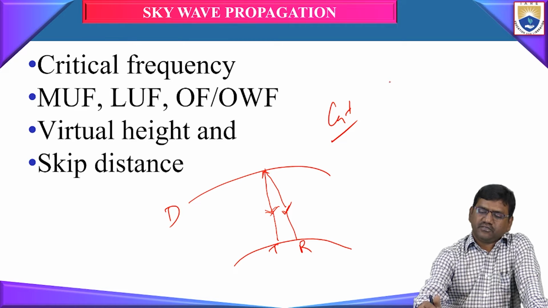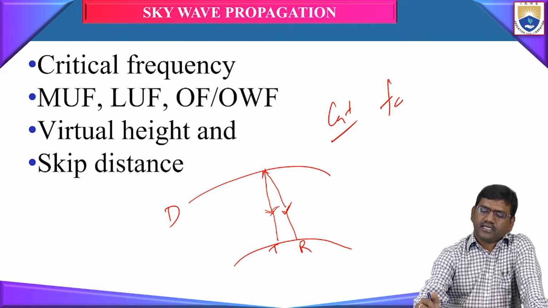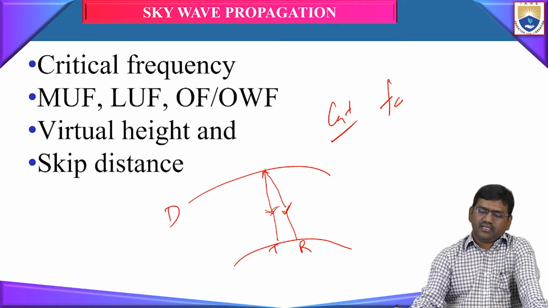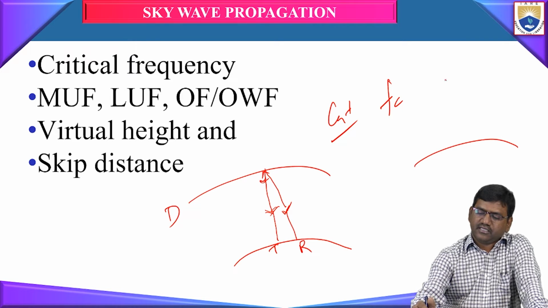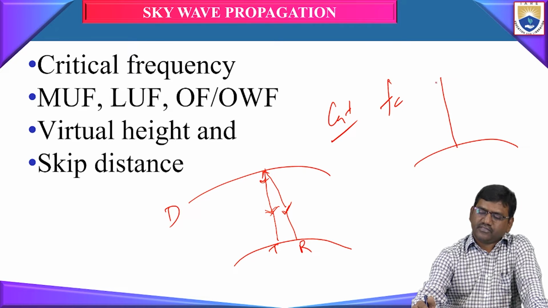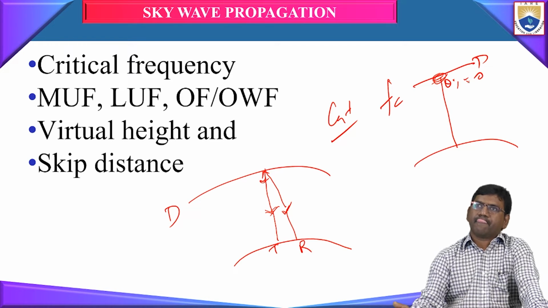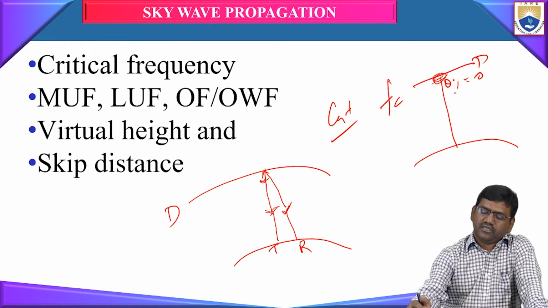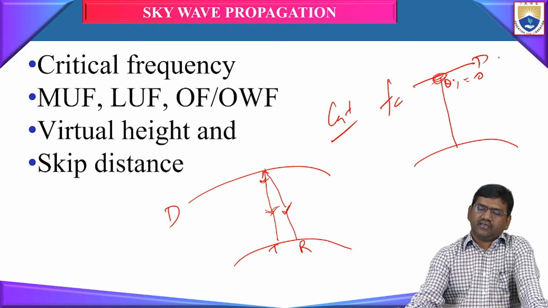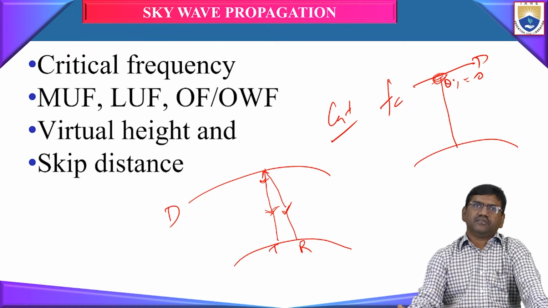Critical frequency is denoted by the symbol Fc. And we can see here the angle of incidence is 0. You can see here, this is the angle of incidence. So this is the D layer, and there is no angle here. So we can assume theta I is equal to 0. The signal is going to be incident on the D layer with an angle of incidence equal to 0 degrees.